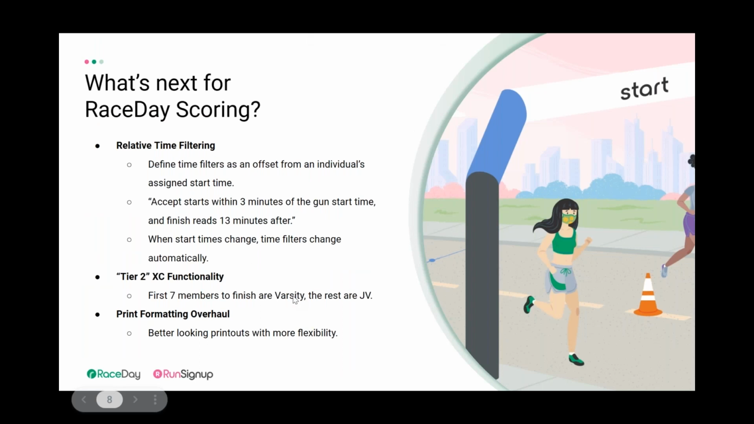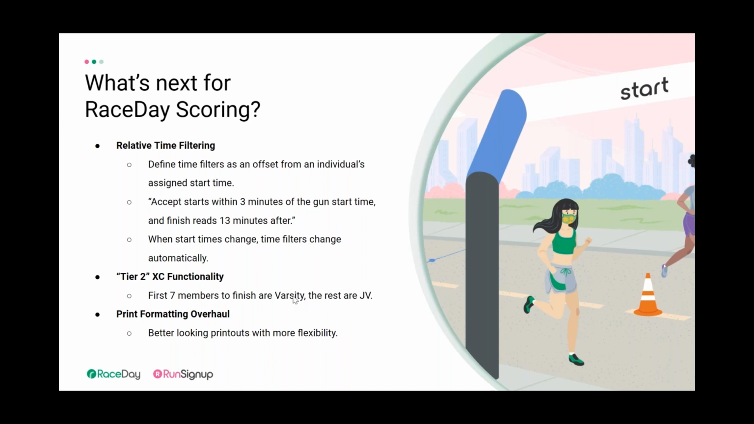So what's next for RaceDay Scoring? One of the big things that we want to work on is this idea of relative time filtering. Since this update allows us to automatically adjust the raw read selection when filters change, what we'd like to look into doing is seeing if we can have a way to define time filters as an offset from an individual start time.